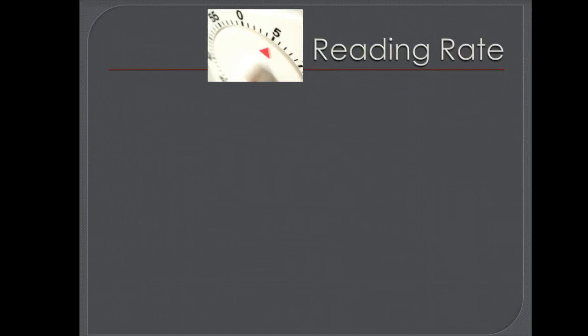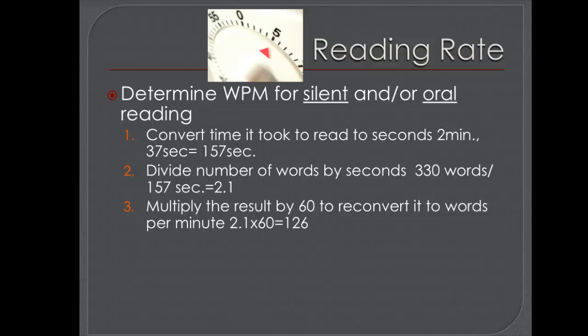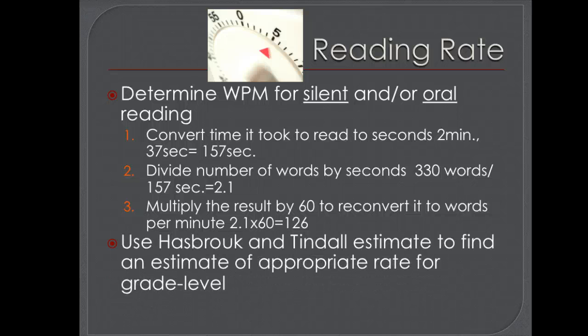All right, so the reading rate. We've done this before, so you're going to have to find the words per minute for silent and/or oral. And as mentioned earlier, I highly suggest oral because you're going to want to get that multidimensional fluency scale score. So again, highly recommend oral. You can take a moment to look at this on how to determine the words per minute. And then you're also going to use the Hasbrouck and Tindal estimate to find an appropriate rate for grade level. So remember, make sure to note their percentile.